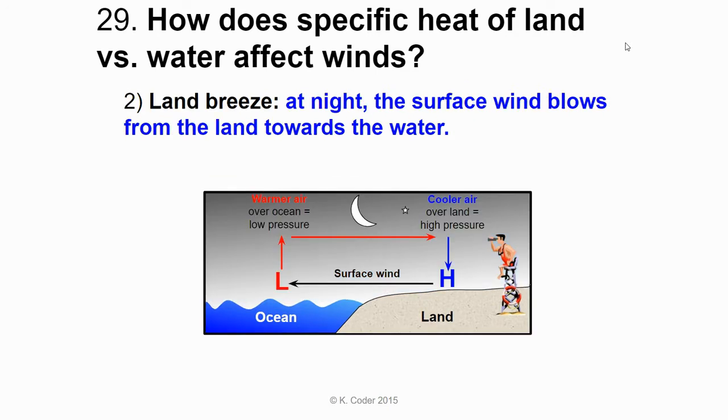Now at night, those surface winds shift, and we get what's called a land breeze. So the surface winds will now blow from the land towards the water. And the reason is that now the cooler air is over the land because it cools down much faster, and the warmer air is going to be over the ocean because it cools much slower. So now our pressure systems have switched. The high pressure is over the land and the low pressure is over the ocean, which will cause the winds to flow from the high pressure to the low pressure.